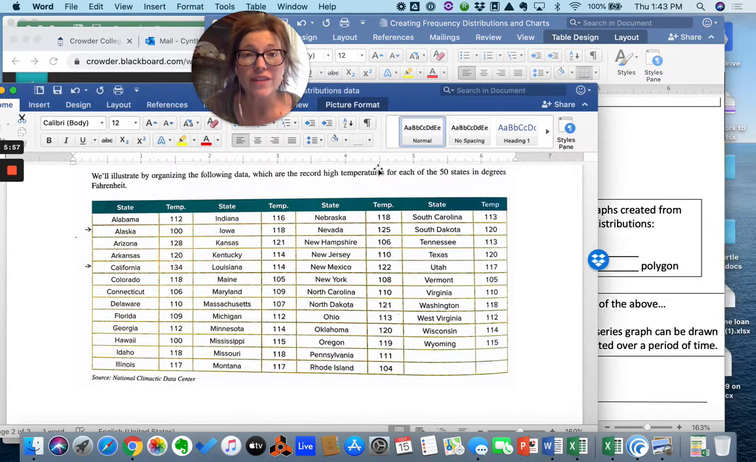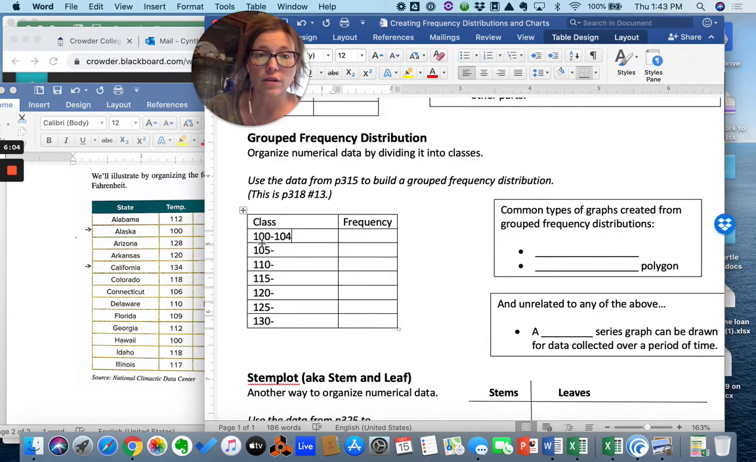Now, all of this data, these are all rounded to the nearest whole number. So going 100 to 104, that's just fine. I've got no decimals, so that'll work out great. 100 to 104, I can do 105 to 109, etc.